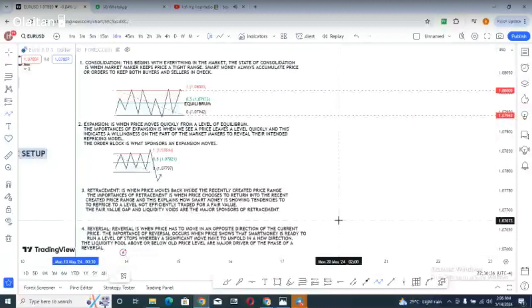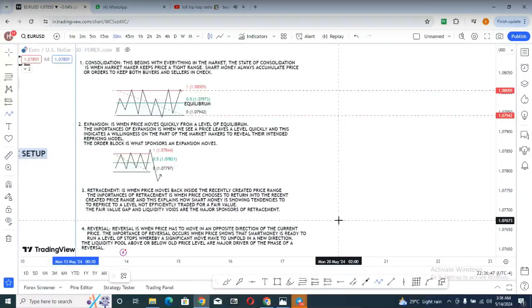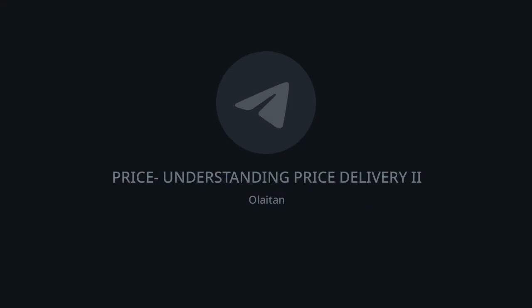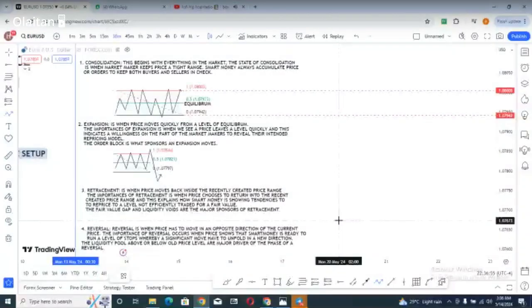Deep concepts. If you understand just reversal, you are good enough to trade the market. If you understand just the retracement, you are also good. But it's good for you to understand the four phases of the market, to know where price is coming from, where price is likely to go, and where price is presently. Those are the three things you need to understand about price within the context of this trade setup.